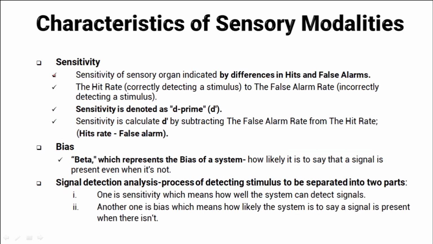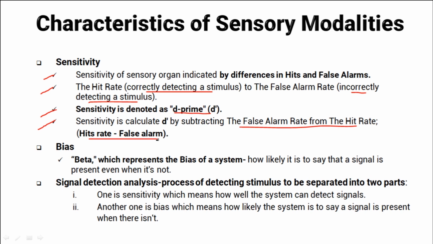The sensitivity of a sensory organ can be measured by comparing the hit rate and the false alarm rate, where hit rate means correctly detecting a stimulus and false alarm means incorrectly detecting a stimulus. This measure of sensitivity is denoted as D prime and it is calculated as the difference between the hit rate and the false alarm rate. We calculate D prime by subtracting the false alarm rate from the hit rate, which means the rate of hit minus the rate of false alarm.